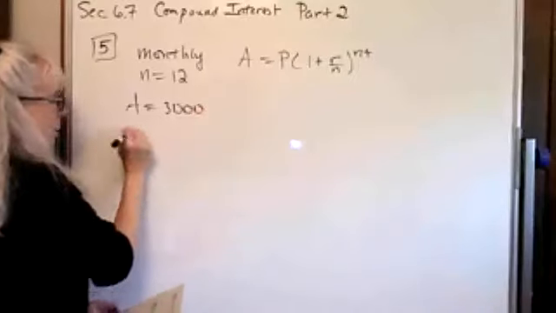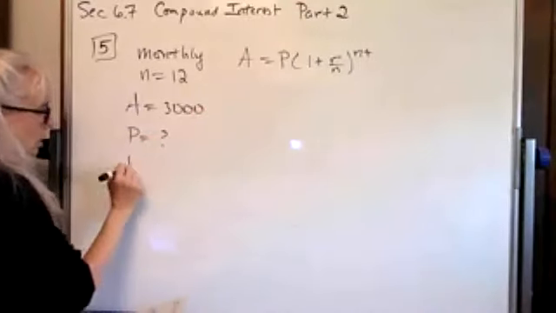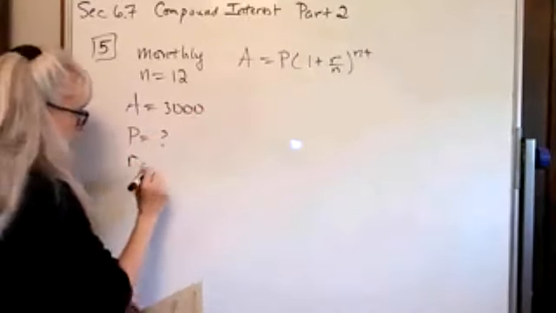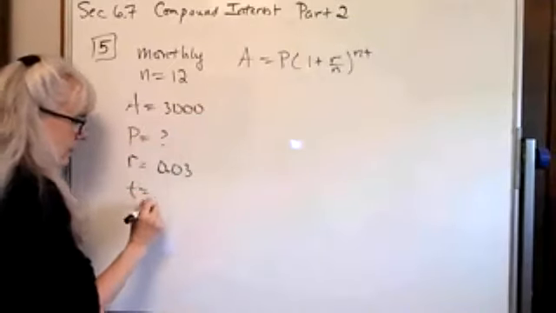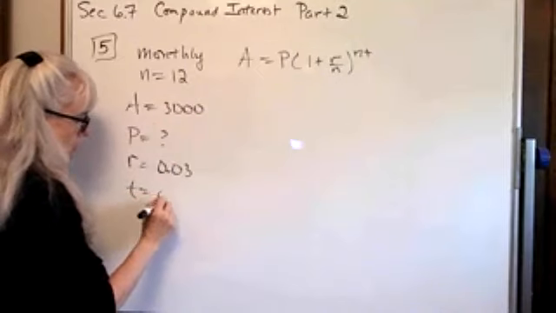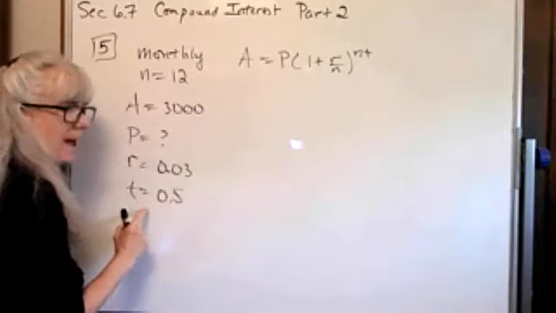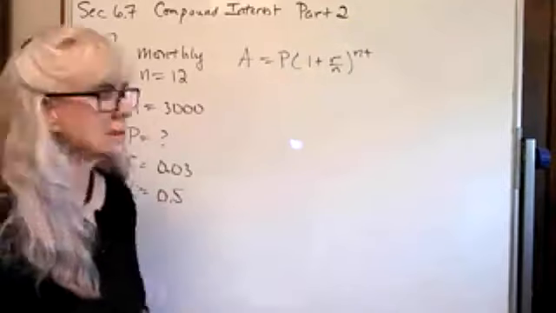We're trying to figure out P. P is our unknown. We do know our interest rate. It comes out to be 3%. We already know n is 12. And 6 months is a half a year, so we'll use that as 0.5. So again, time has to be in years, which is really why we're doing this example.